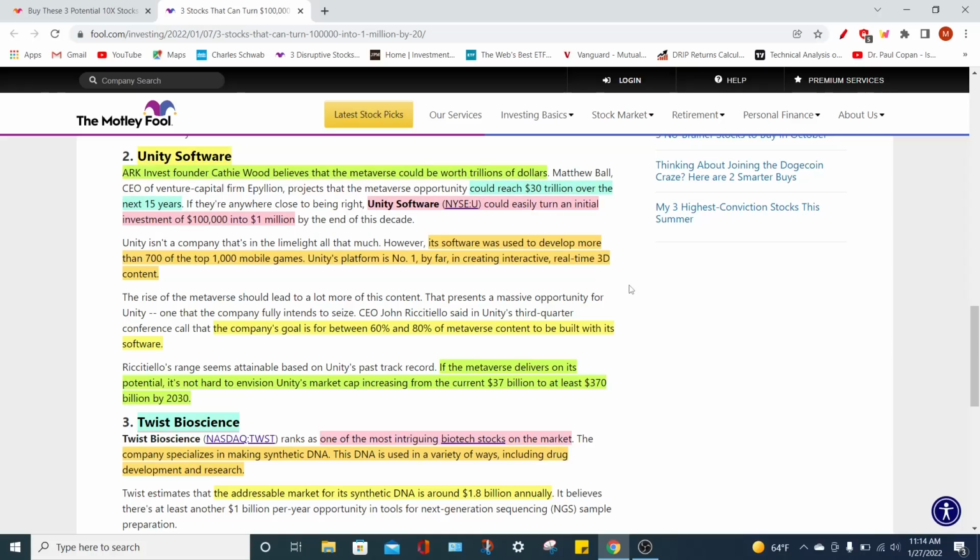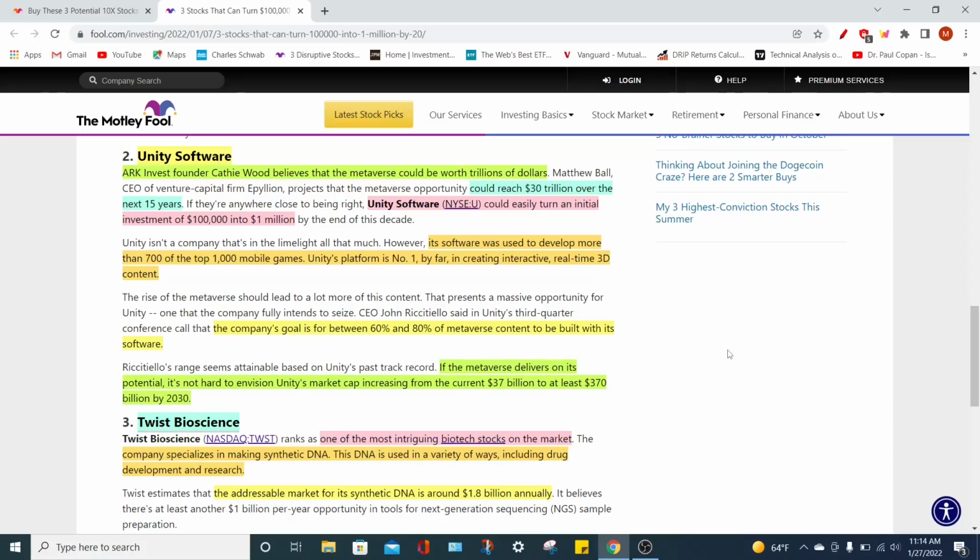This is one of the best metaverse stocks that you can possibly buy, which is why I am very bullish on this company. The company's overall goal is to grab market share, specifically in their software for the metaverse, of 60 to 80%, because they want 60 to 80% of the metaverse content to be built off of their Unity software. If this is true, this would be absolutely insane. The current market cap for the stock is around $37 billion, and by 2030, analysts believe it could easily reach a $370 billion market cap. And I 100% agree with them, and I am extremely bullish on this company.